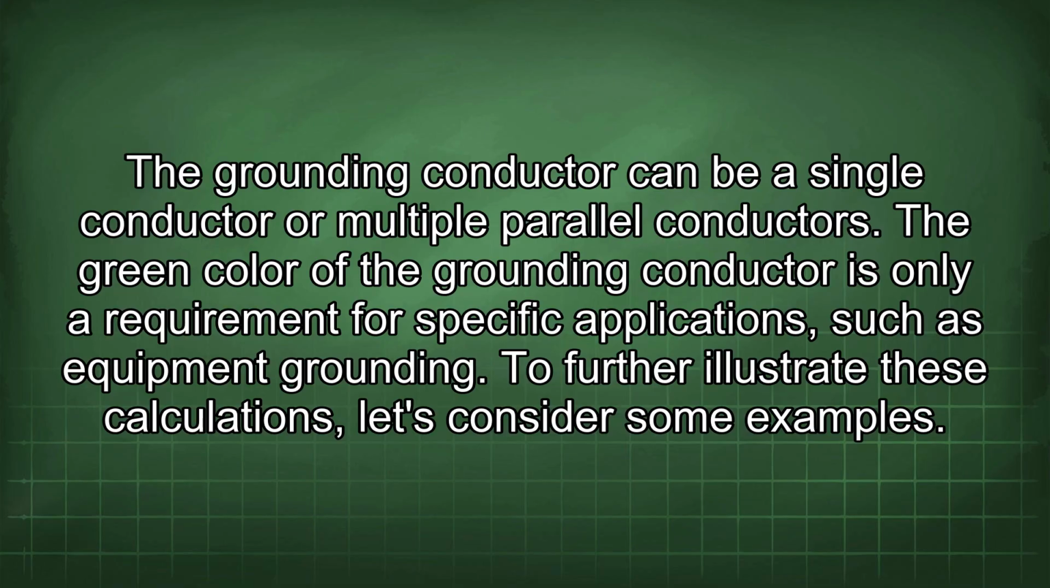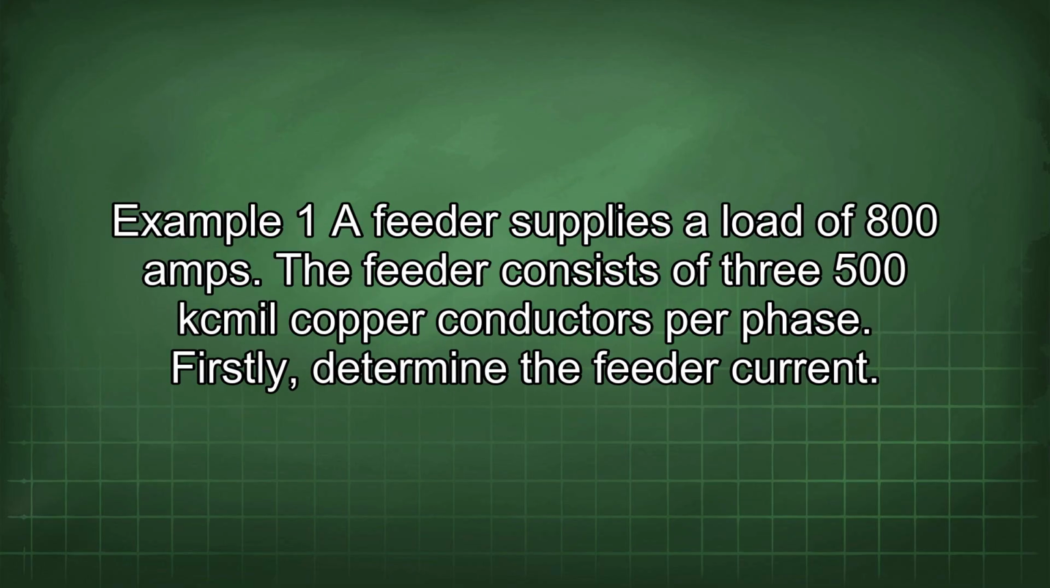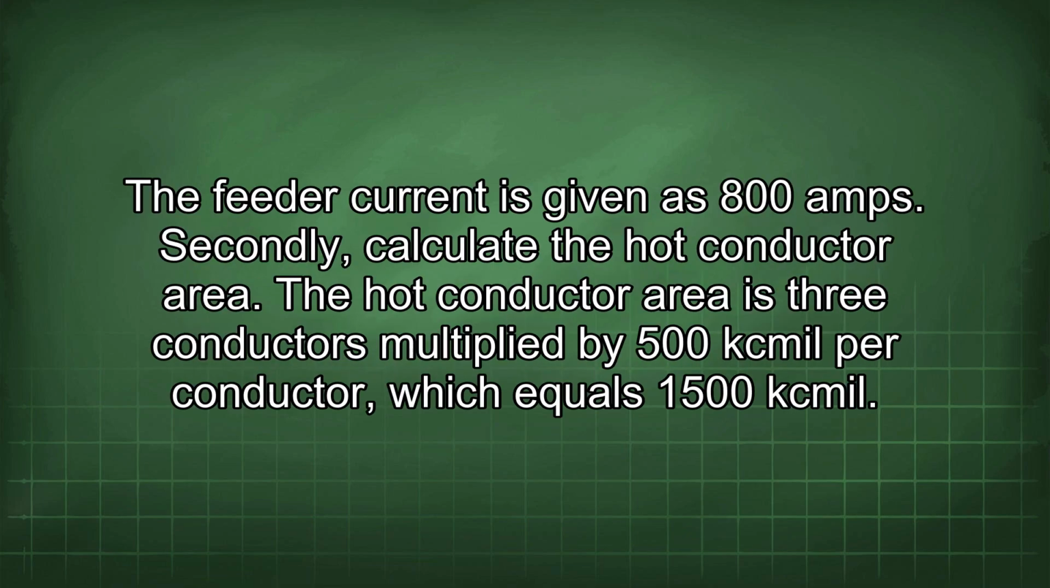To further illustrate these calculations, let's consider some examples. Example 1: a feeder supplies a load of 800 amps. The feeder consists of 3 500 kcmil copper conductors per phase. Firstly, determine the feeder current. The feeder current is given as 800 amps. Secondly, calculate the hot conductor area. The hot conductor area is 3 conductors multiplied by 500 kcmil per conductor, which equals 1500 kcmil.